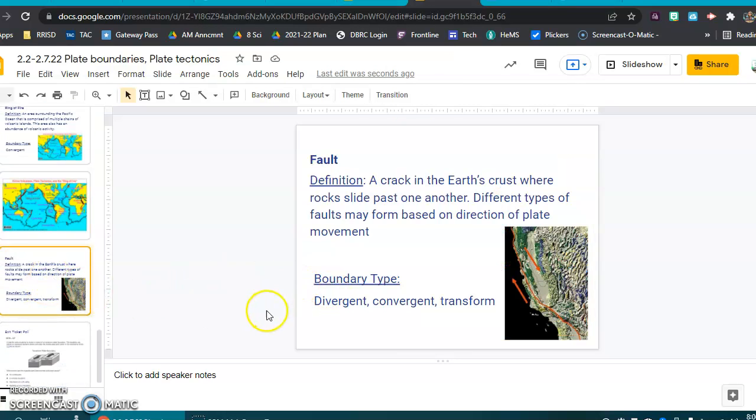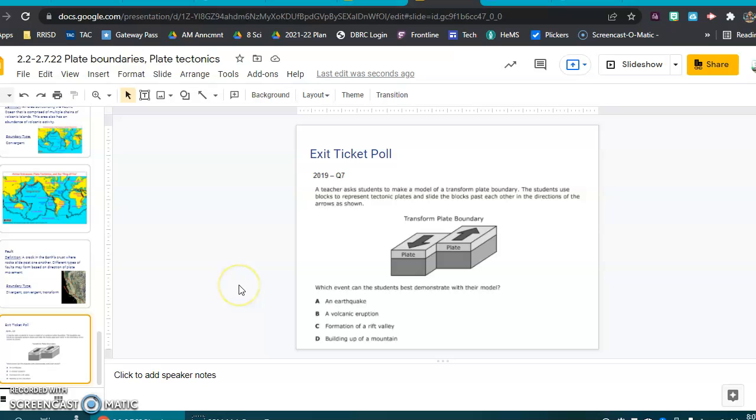We have our faults, and this is actually the coast of California. We actually see three of them, where it's divergent, convergent, and transform. Okay, the transform is where we have the earthquakes, when they're slipping and sliding. Right here is the divergent, where you can see the actual split. And then right here, up at the top, we have the Earth's crust meeting the ocean plate for our convergent boundary. And then our exit ticket poll is this.